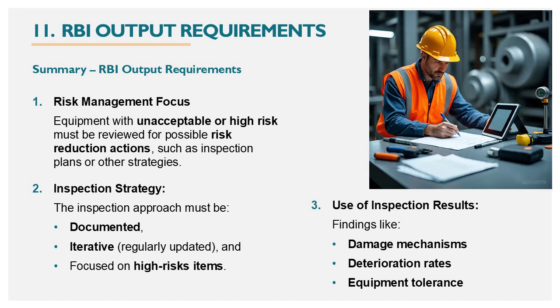Equipment with unacceptable or high risk must be reviewed for possible risk reduction actions, such as inspection plans or other strategies. Number 2 is inspection strategy. The inspection approach must be documented, iterative or regularly updated, and focused on high-risk items. Number 3 is use of inspection results, findings like damage mechanisms, deterioration rates, and equipment tolerance.